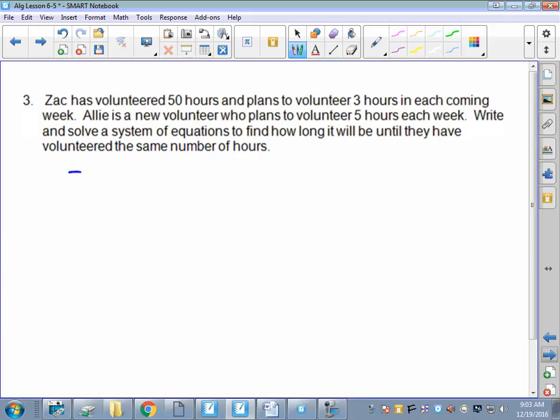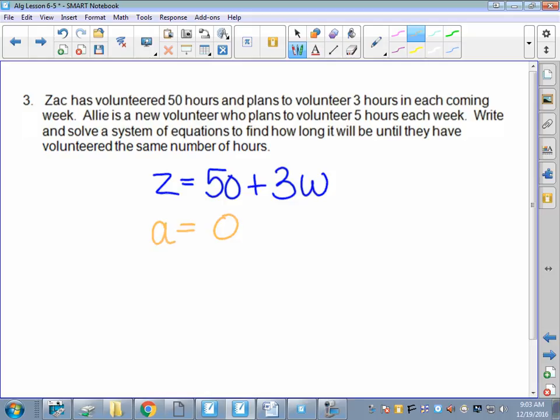So I'm going to use a Z for Zach, and I'm going to use, actually, I don't like this one. Well, I guess we could do. So Zach has volunteered 50 hours plus 3 hours every week. Allie has volunteered 0 hours, but she plans to volunteer 5 hours every week. How many variables do I have in this equation right now? For this system, I've got a Z, an A, and a W.